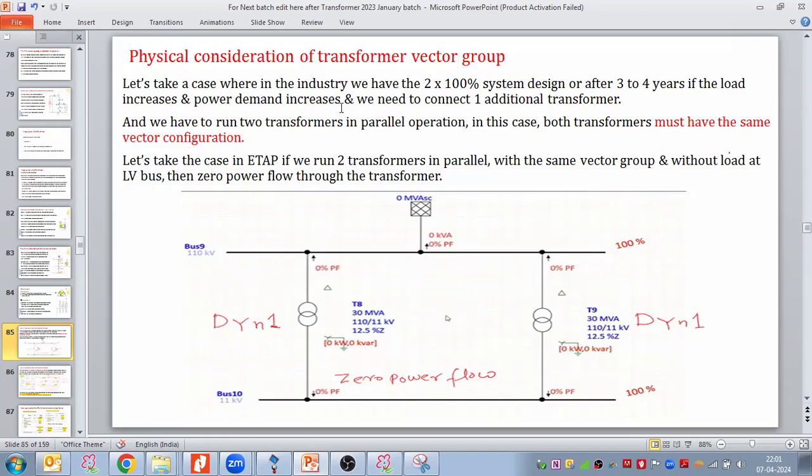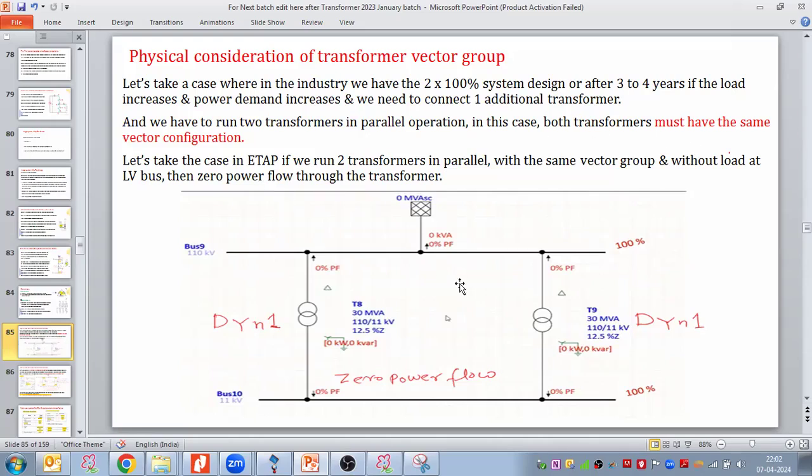So let us take a case where in the industry we have a 2 into 100% system design, or after 3 to 4 years the load increased and power demand increased and we need to connect one additional transformer, and we have to run two transformers in parallel operation. In this case, both transformers must have the same vector configuration.